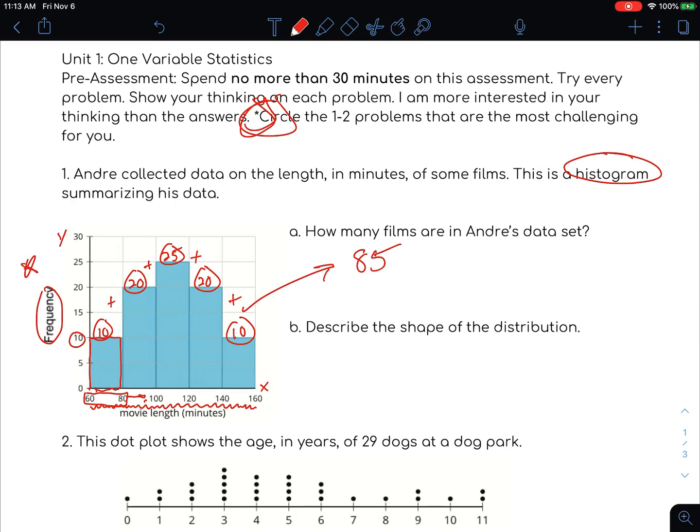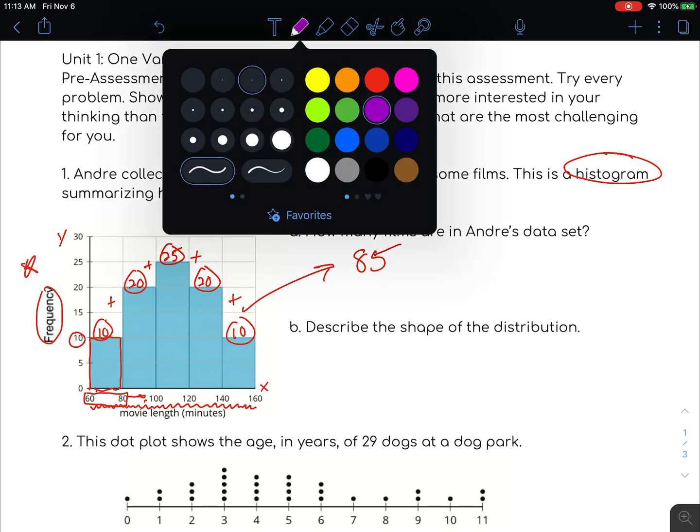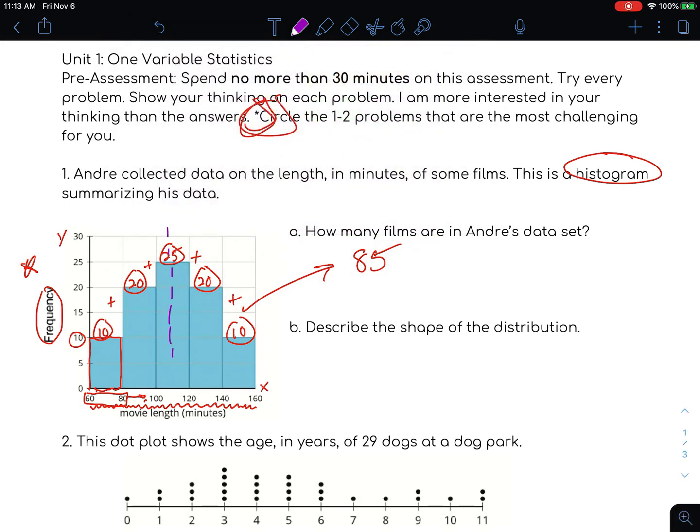All right, describe the shape of the distribution. There's some terminology that we're going to talk about in this unit that describes data and describes visually what's happening here. We'll have a number of different descriptors, things like skewed left, skewed right, symmetric, bimodal, uniform. These are all terms that you're going to eventually hear in the unit.